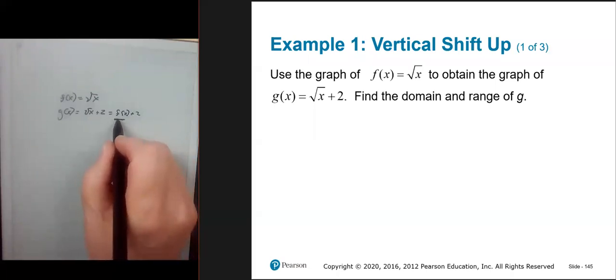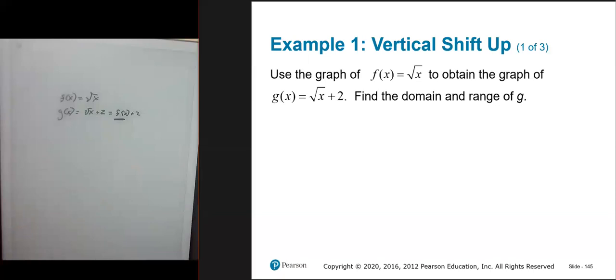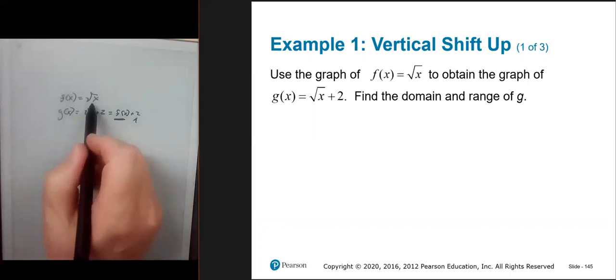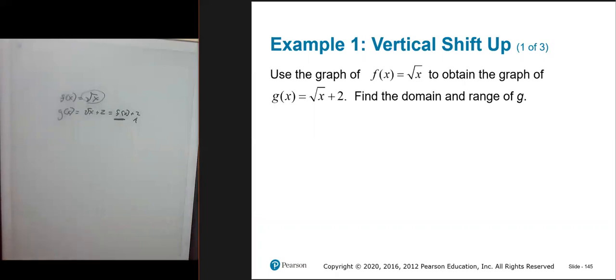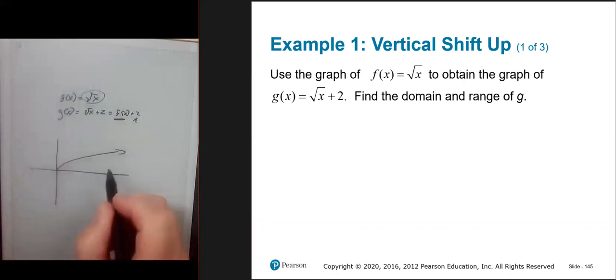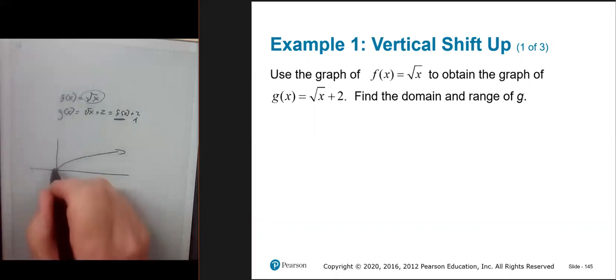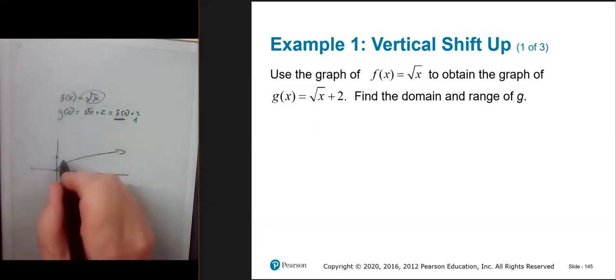So f of x is the y values, and we're adding 2 to it. So if I add 2 to the y values of f of x, that gives me g of x. So I'm shifting it up 2 units. If I look at the graph of the square root of x, which looks something like this, 0, 0 gets moved up to 0, 2. 1, 1 gets moved up to 1, 3, because the square root of 1 is 1, and so I'm going to add 2 to the y value 1.